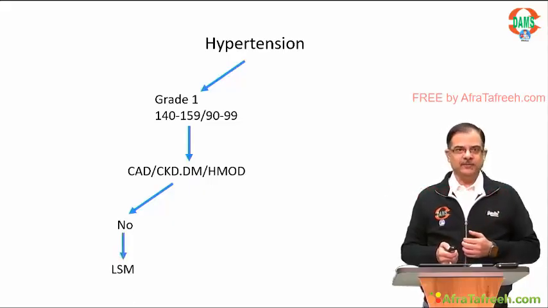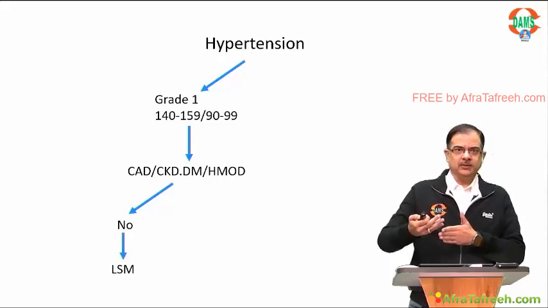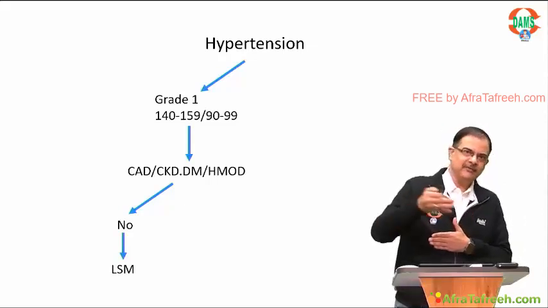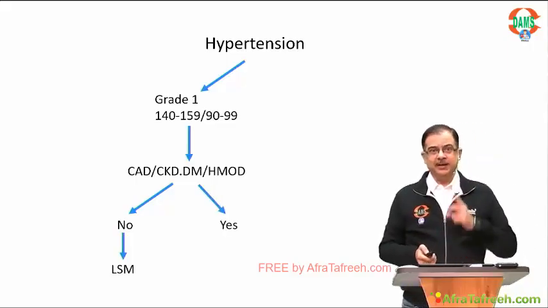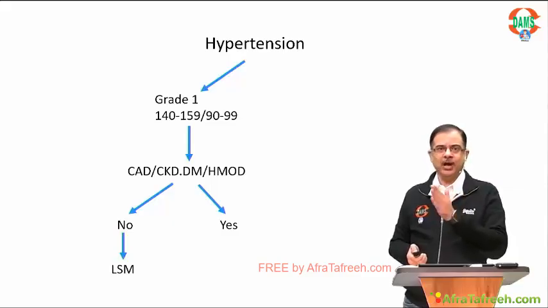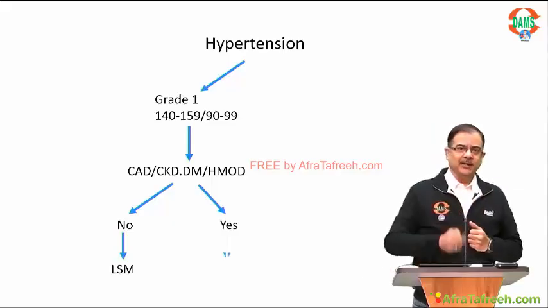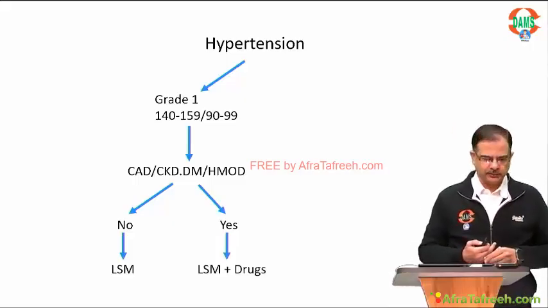So only lifestyle modification, and if after 1 to 3 months BP is not controlled, then we add the drugs. While if any one of these is present, CAD, CKD, diabetes or hypertension mediated organ damage, straight away go for lifestyle modifications and drugs.